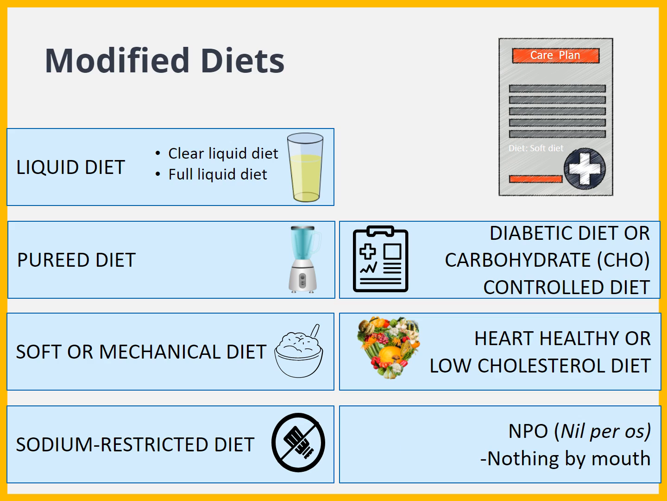NPO is an abbreviation for the Latin phrase nil per os, or nothing by mouth. When a client is placed on NPO status, he may not eat or drink anything. Generally, this is prescribed before going under general anesthesia for surgery or a medical procedure.